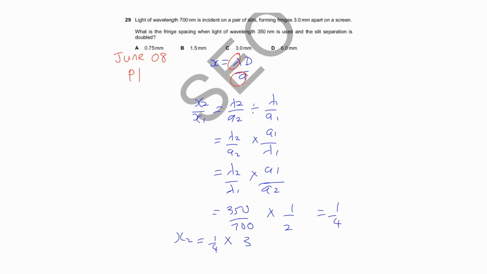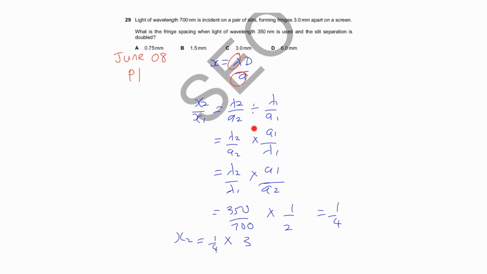Now what is the same though? They did not mention anything about changing the big D, so that will be constant. So when you're using the ratio method, it will be x2 over x1 will be simply lambda 2 over a2 divided by lambda 1 over a1. This one no need to write because it will cancel off.